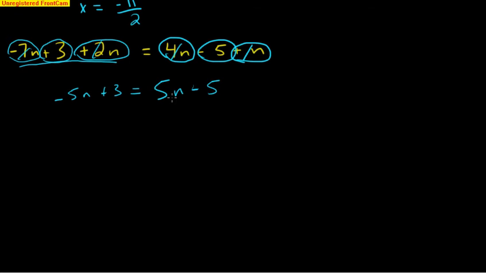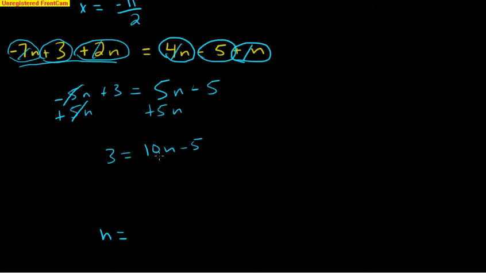So now we go to step 2, which is bring the x, or the n's in this case, to one side. Let's get n by itself. So we're going to eliminate n's from one side. Let's add 5n to both sides. A negative 5n and a positive 5n cancel out. Over here we just have 3 equals 10n minus 5.